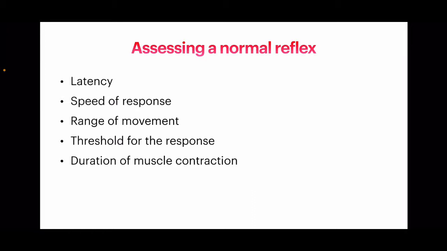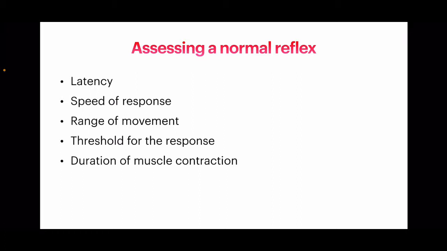When you do a knee jerk, when you are tapping just below the patella or just above the tibial tuberosity, what happens is knee extension, right? The latency is nothing but the time difference between you tapping the tendon and the knee extension. The speed of response is a very similar thing, where the velocity of movement is taken into account. And the range of movement is nothing but how far the knee extension goes.